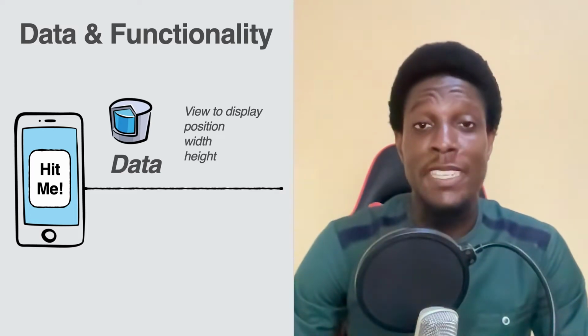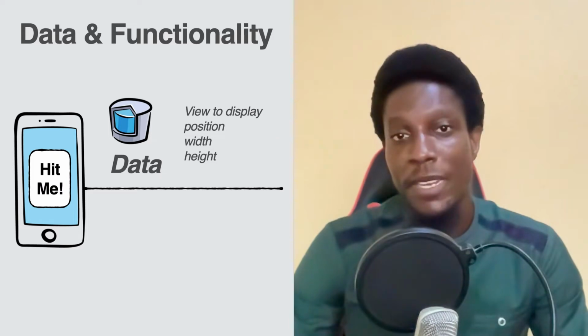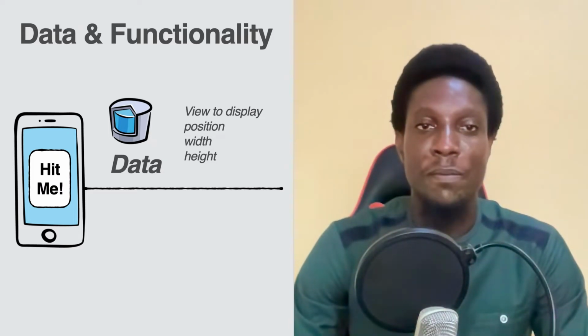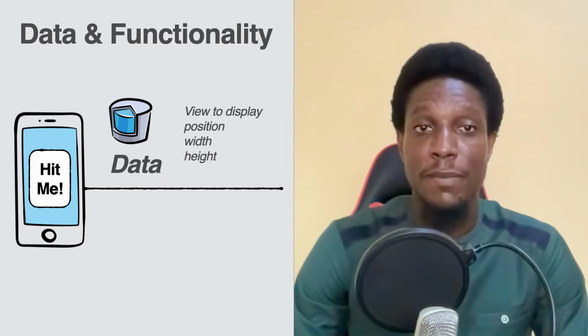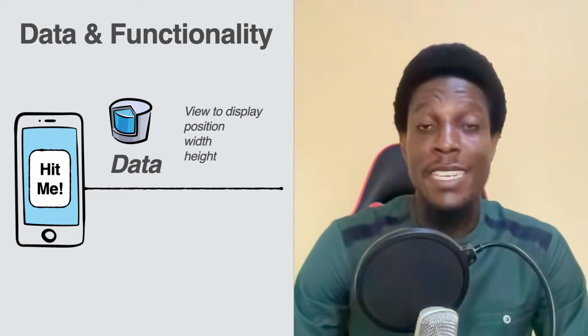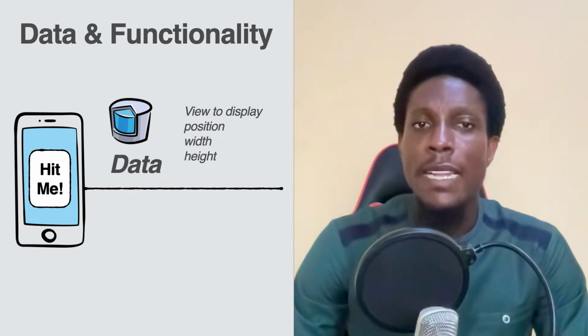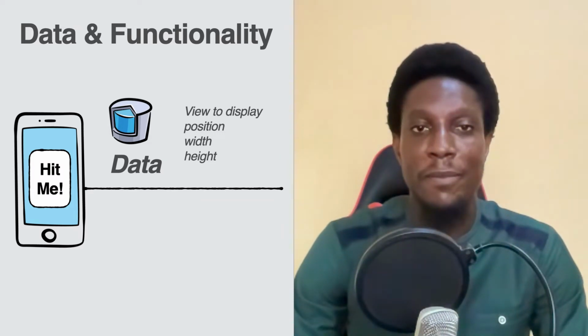Take the Hit Me button in your app, for example. It has some data like the text to display, its position on the screen, its width and height, and so on. The data elements in the class are known as its properties. You've created a property in the MainActivity class, the binding data which you declared. And this binding data has access to the views in your layout file.